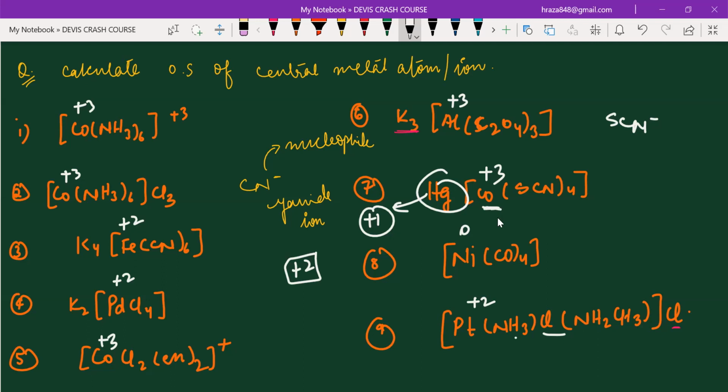Are you getting my point? So you have to remember it for a while. That's why it is +1, and you know that -4 will go to be +3. And as you can see, CO is a neutral ligand. So that's why.